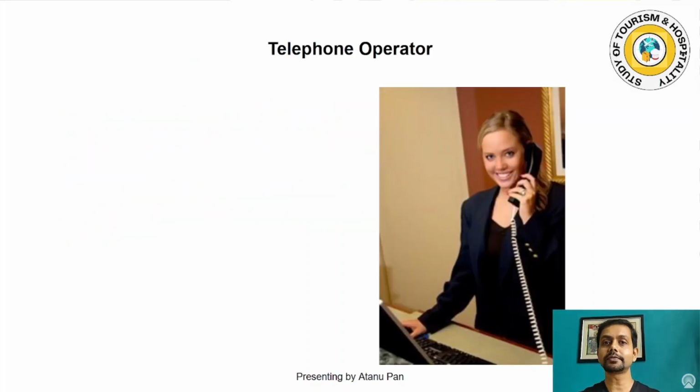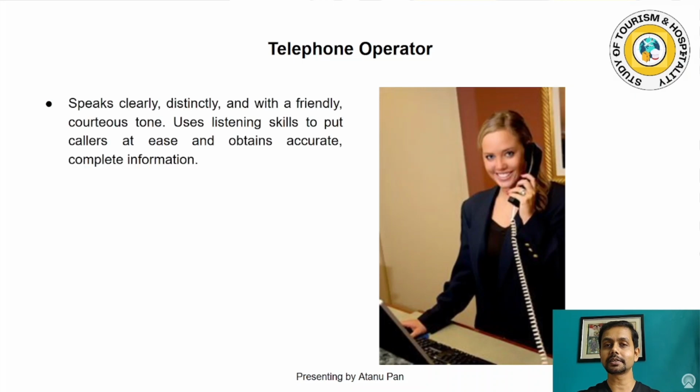Yes, this is the telephone operator. We also have a position called operator. PABX, do you remember? That is the operator. Speaks clearly, distinctly, and with a friendly, courteous tone. The tone should be very good for our operator. Operators should speak clearly. Whatever the operator is speaking, all the words should be crystal clear.